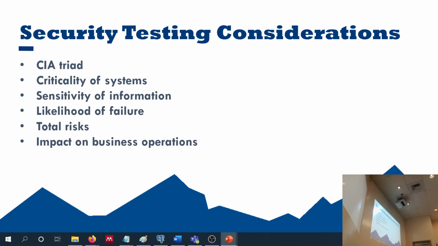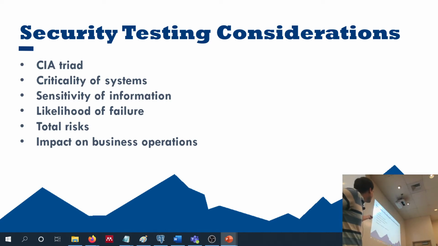What else do we need to know? We need to know who the dogs are. We need to know basic medical history about the dogs. All that stuff is very important, right? So just think about the criticality of systems. Think about the sensitivity of information.